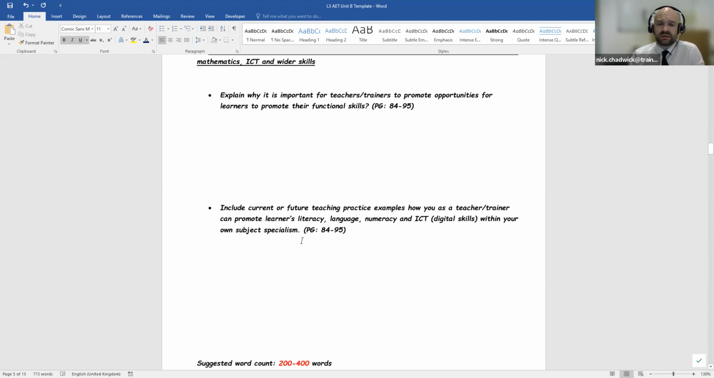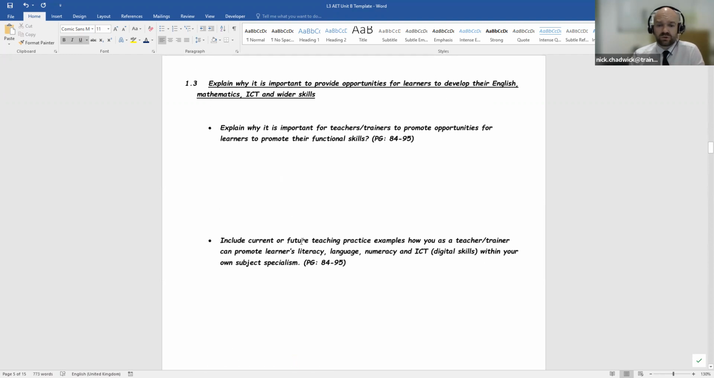And secondly, please do include current or future teaching practice examples of how you as a teacher or trainer could promote learners' literacy, language, numeracy, and also ICT, otherwise known as digital skills, within your own subject specialism. So think about perhaps 3 or 4 ways that you can do that.